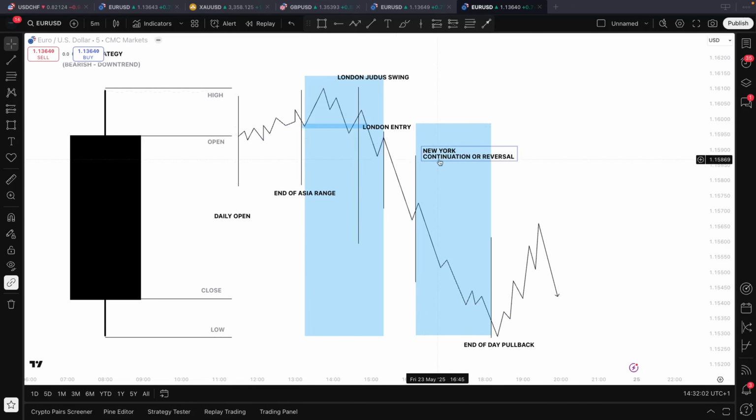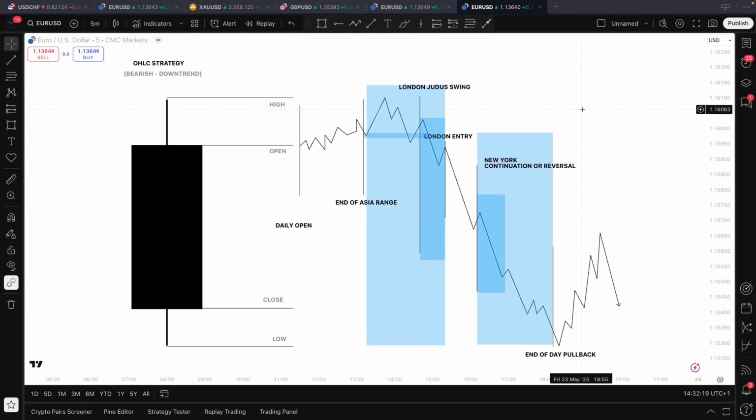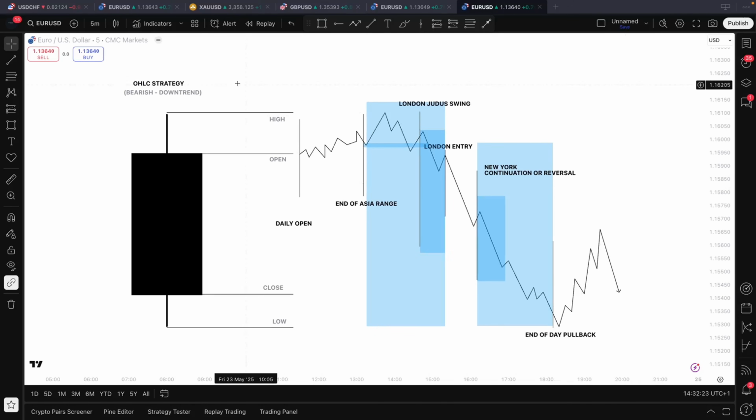Again, New York session as well. Clear pullbacks, continuations, whatever it may be. But these are going to be our highest confirmation times in the day. Now, again, I've created a lot of YouTube videos about these types of concepts in the past, but we're going to be going through that in some other videos, especially when it comes to the lower time frame confirmations. But this is generally what the open high low close strategy is going to look like.